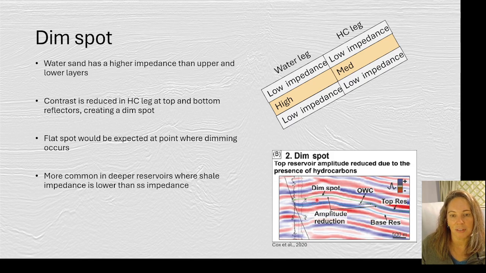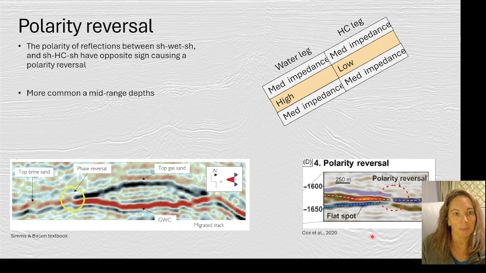And you can notice, if you look along this green line, and I'm trying not to go over it with my pointer too much, that blue amplitude is very, very subtle. Then as soon as we get into the water leg, it brightens up quite a bit. So that's an example of a dim spot.